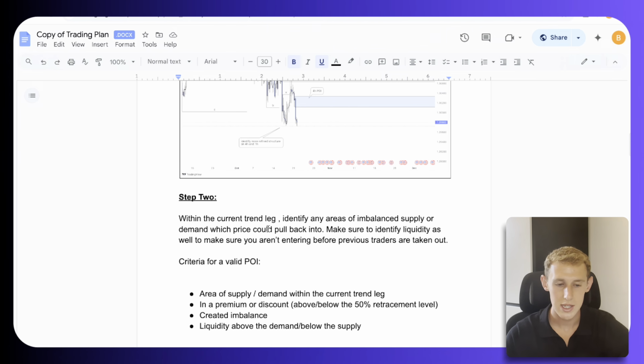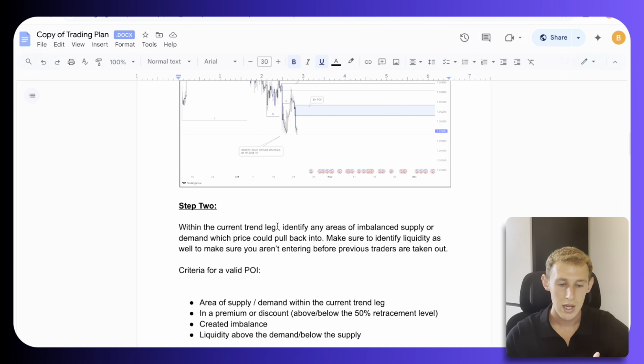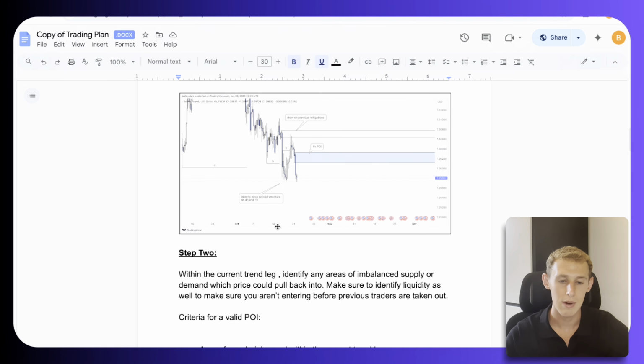Now, going over to step 2, this is where we're actually going to identify a point of interest from which we are going to either buy or sell depending on that overall trend direction which we identified in step 1, right? So for myself, I have a few different criteria that I need to see met in order for a point of interest to become valid. So essentially, what I'm looking for is an area of imbalanced supply for sells or an area of imbalanced demand in the case for buys in a bullish trend, and I need to see some liquidity resting below this area.